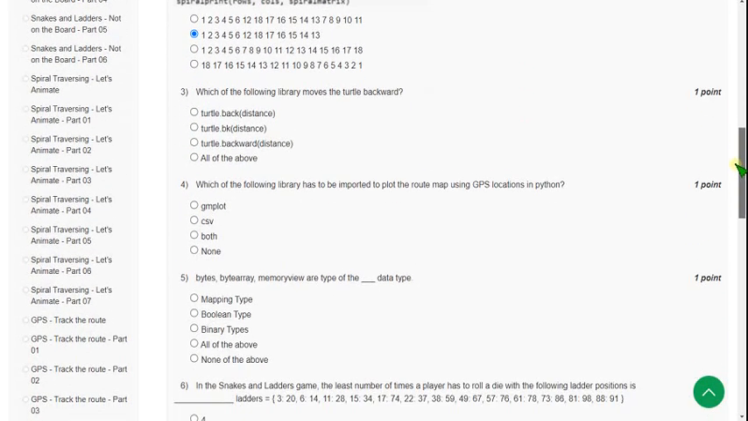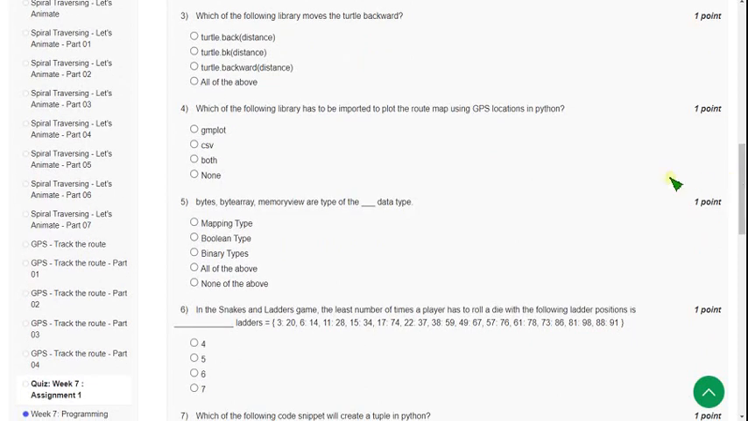Moving on to third question, which of the following library moves the turtle backward? So they are asking the library that moves the turtle backward. So for third question, the answer is all the above. So mark option D.